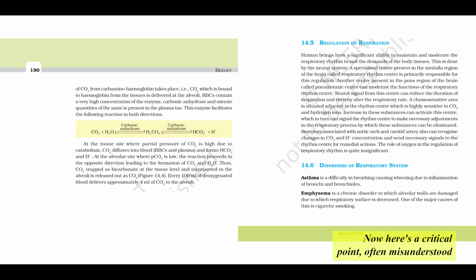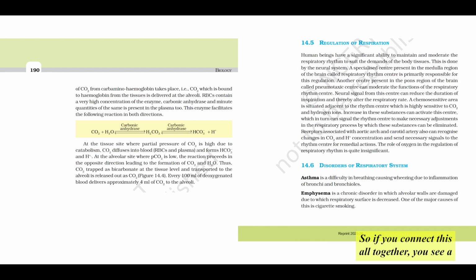Now, here's a critical point, often misunderstood and important for exams. The role of oxygen in regulating respiratory rhythm is actually quite insignificant under normal physiological conditions. Our breathing is primarily driven by the need to regulate CO2 and H+ levels to maintain proper blood pH. The system is much more sensitive to slight increases in CO2 than it is to moderate decreases in O2. Significant O2 sensitivity only really kicks in at quite low oxygen levels, like at high altitudes.